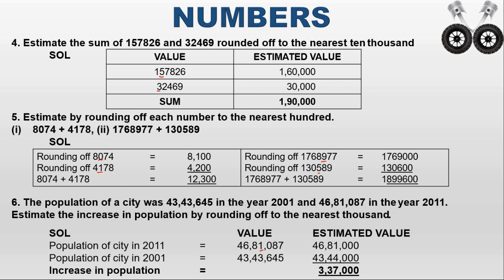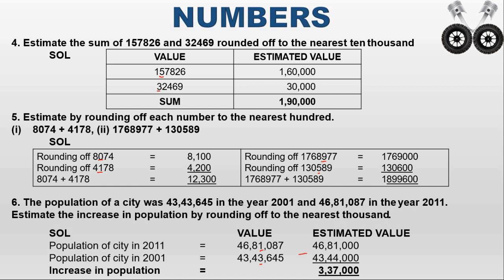Now the population of the city in 2001, that is 43,43,645. What is the thousand's digit? It is 3. So you have to look at the right side number, that is 6. It is greater than 5, so you have to add 1 to that number. 3 plus 1 becomes 4. So it is 43,44,000.